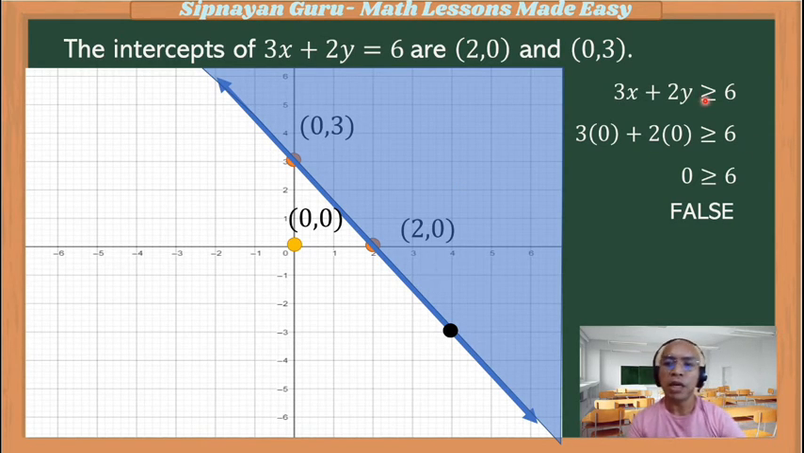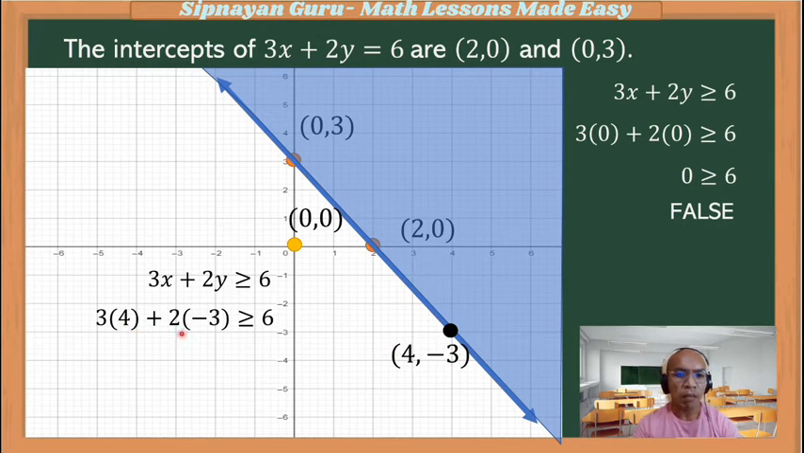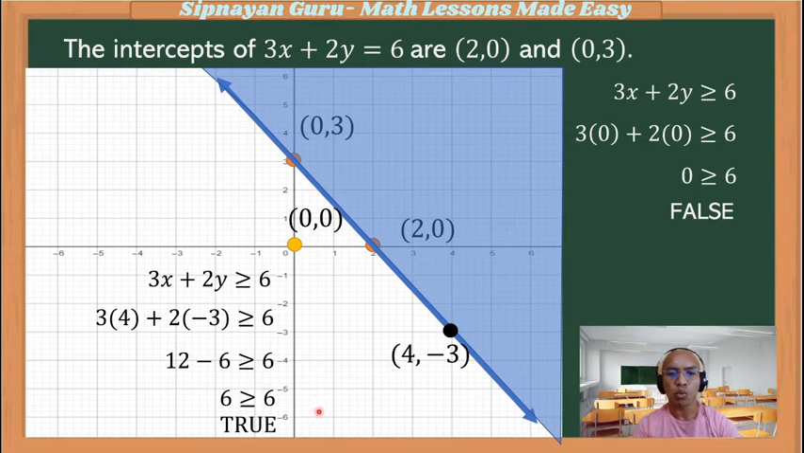So if the inequality symbol is greater than or equal to, the points contained by this line are also solutions to the given inequality. Let's try this point, which is (4, -3). 3 times 4, the value of x, plus 2 times -3, which is the y, is greater than or equal to 6. So 3 times 4 is 12. Then 2 times -3 is -6. 12 minus 6 is 6, greater than or equal to 6. So this statement is true. So therefore, the points contained by this line are also part of the solution set. So that's the difference between the inequality that has equal to at the bottom.